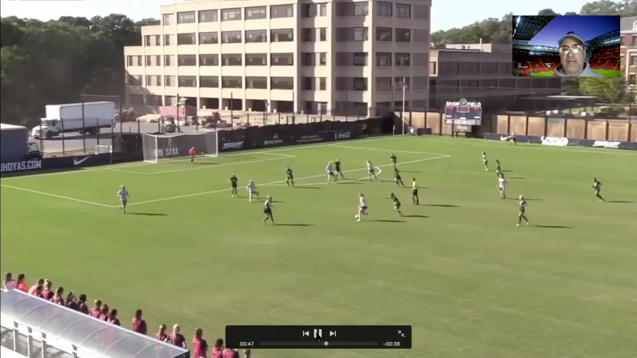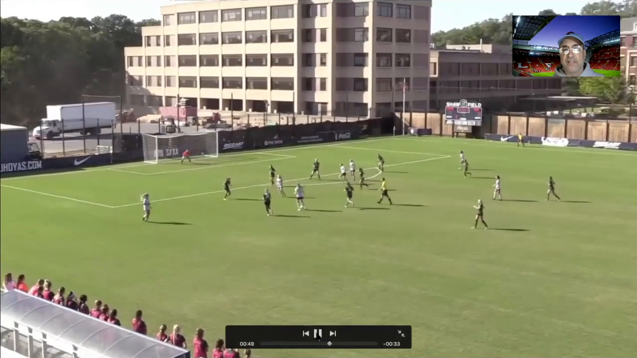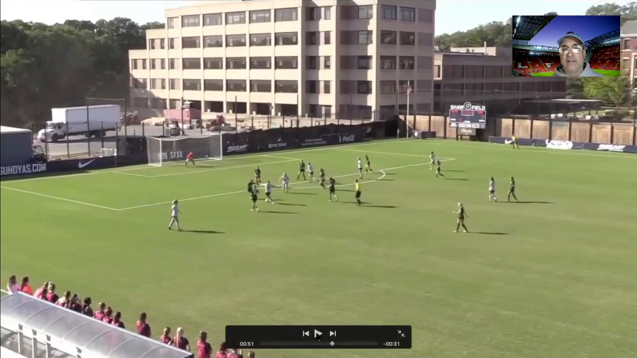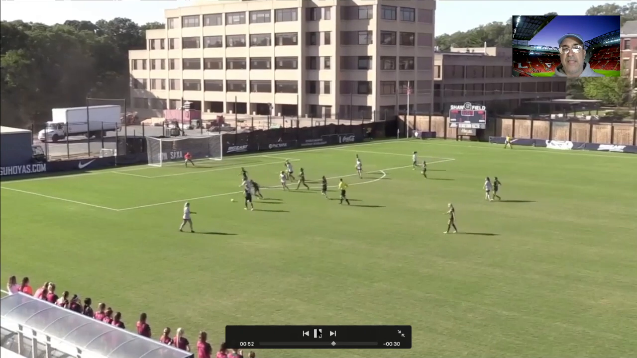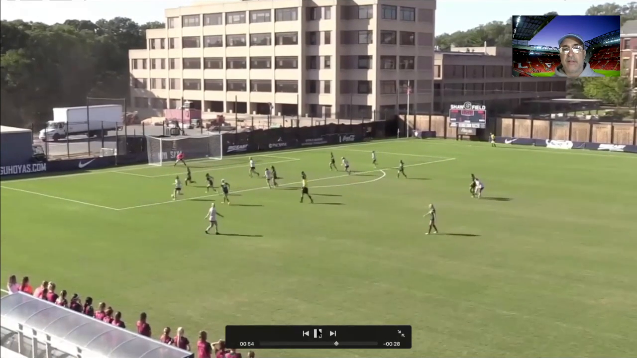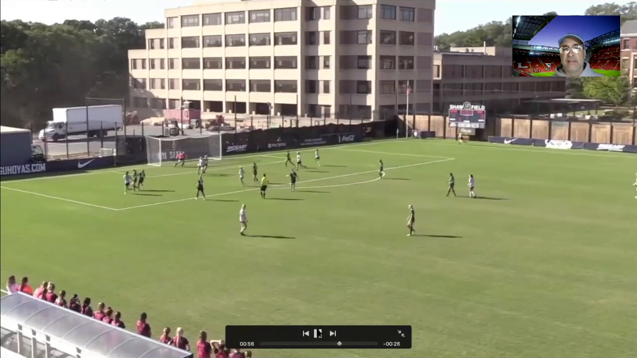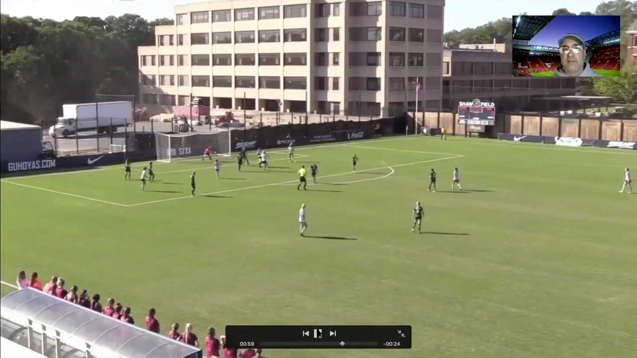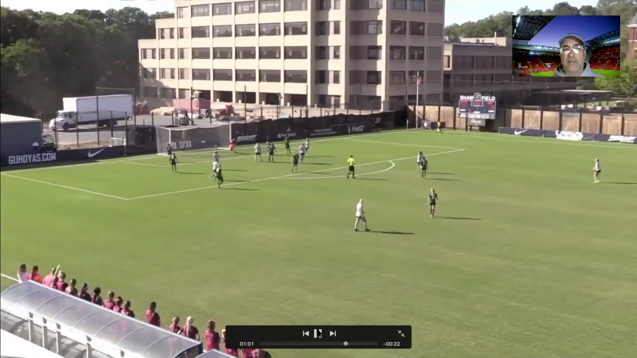So the attacker's running at the defense. She starts to angle towards the inside. The outside back moves towards the middle to confront the ball. She gets beat out wide. Serve, mad scramble, and then the goal, obviously.